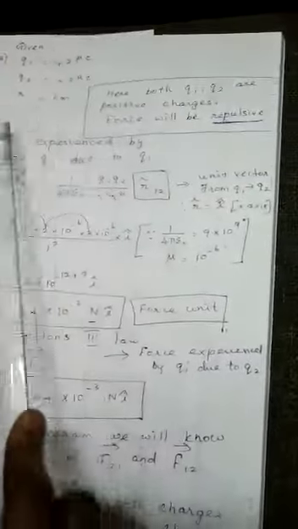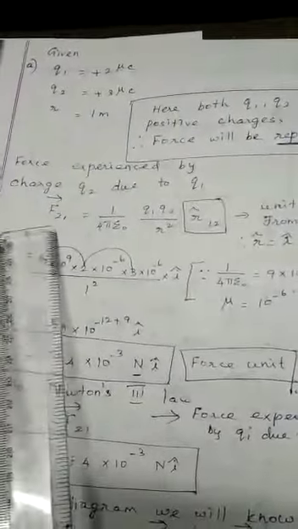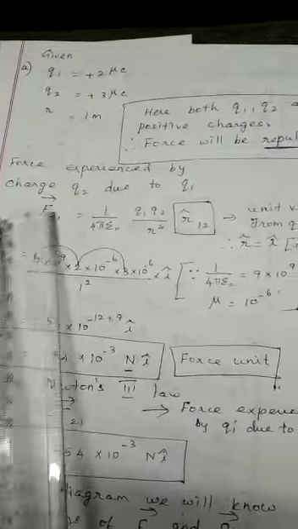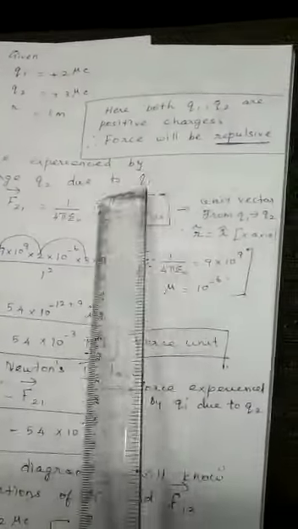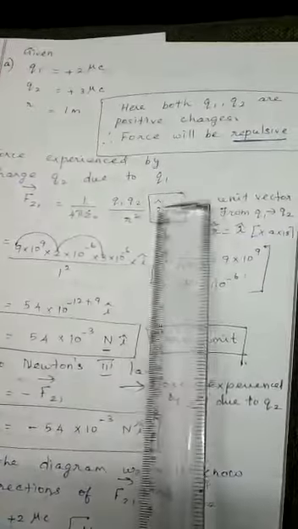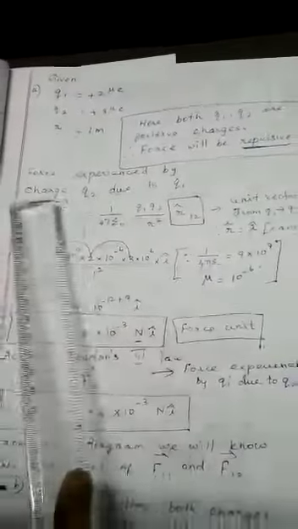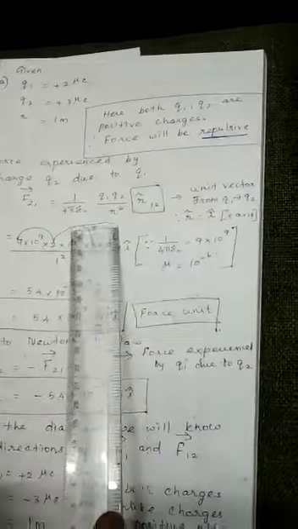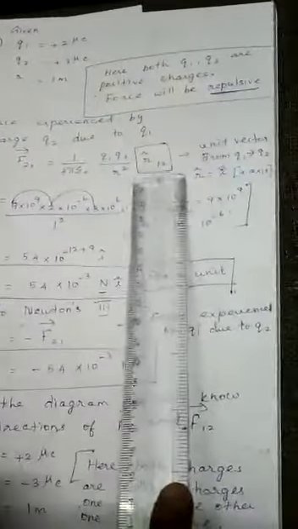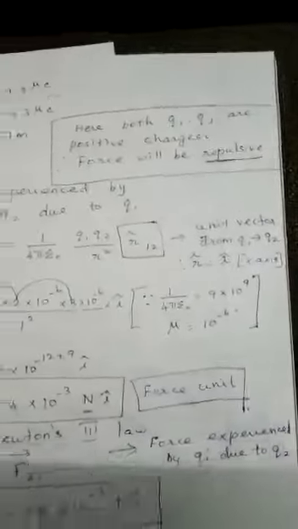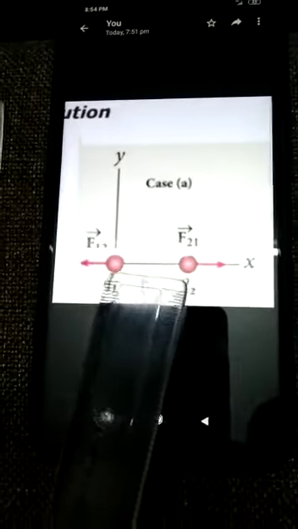First we have to find the force experienced by the charge Q2 due to Q1. So we write the formula: F21 vector equals 1 by 4 pi epsilon naught into Q1 Q2 by R square into R cap 12. This formula was already covered in the video on the important aspects of Coulomb's law. Here R cap is a unit vector, and its direction is from Q1 to Q2.